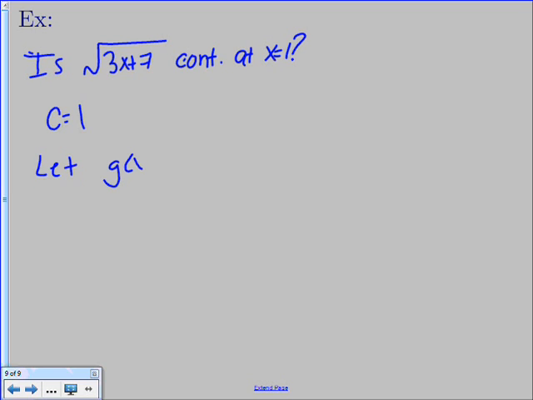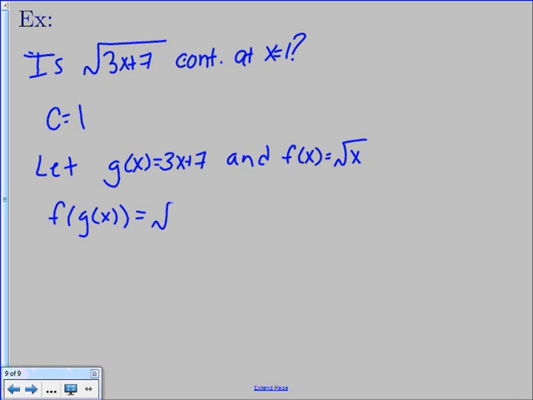So we're going to let g of x be what's under the square root, that 3x plus 7. And f of x is going to be the square root itself, so square root of x. Because that way, if we did f of g of x, we would get back what we had in the problem. We would get the square root of 3x plus 7. So the first thing we need to check is: is g of x continuous at 1? And it is.